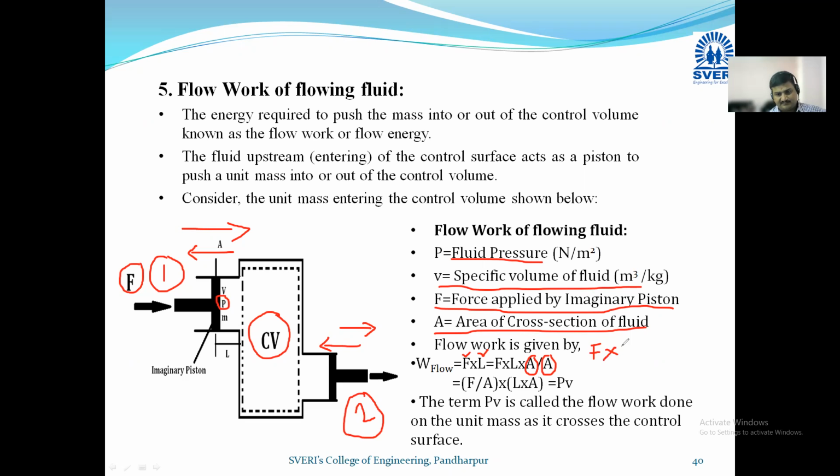This F into L is multiplied by area and divided by area. A by A is equal to 1. So in the mathematical expression there is no difference at all. It is multiplied by A and also divided by A. Now what I will do, I will take this particular A below F. Then my expression will be F divided by A, force upon area, multiplied by length into area.